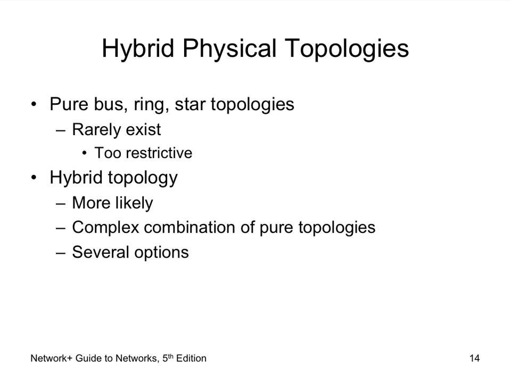And so it would exist in those types of isolated cases where you don't need growth, but you need speed. You need to make sure data is there. And so a lot of times the pure bus, ring, and star do exist in those types of settings.